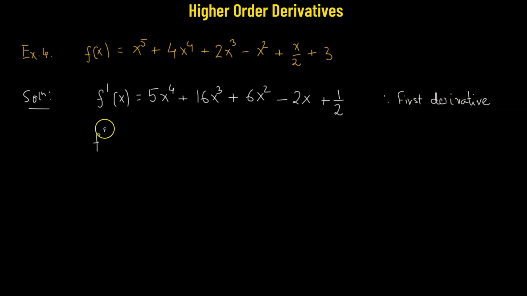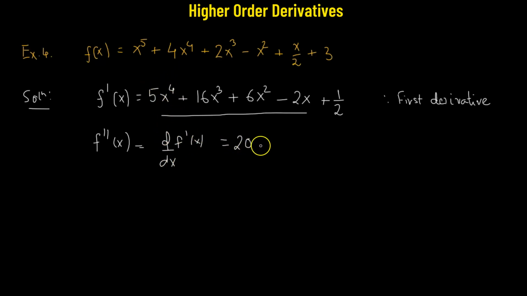The second derivative will be given by taking our first derivative and then again differentiating it with respect to x. So this will give us the derivative of 5x raised to the power of 4, which will be 20x cubed, plus the derivative of 16x cubed, which will be 16 times 3 is 48, so we have 48x squared, plus the derivative of 6x squared, which will be 12x, minus the derivative of 2x, which will be 2, and the derivative of half, which is a constant, will be 0. So this is our second derivative.